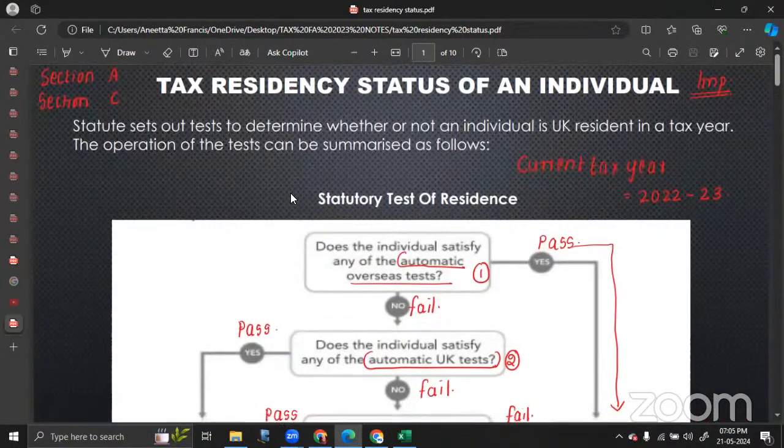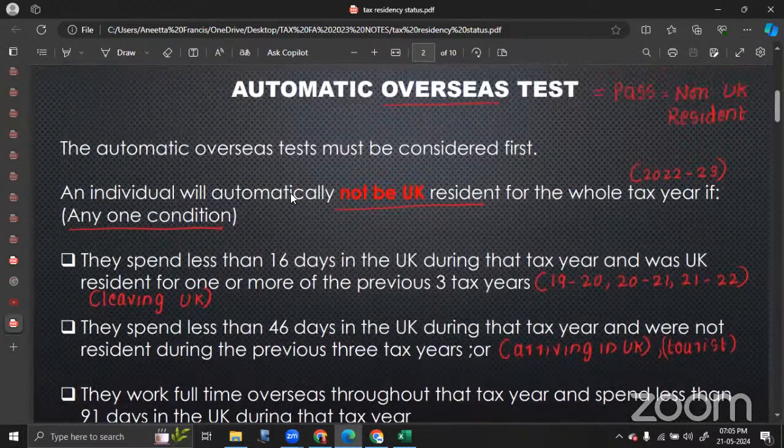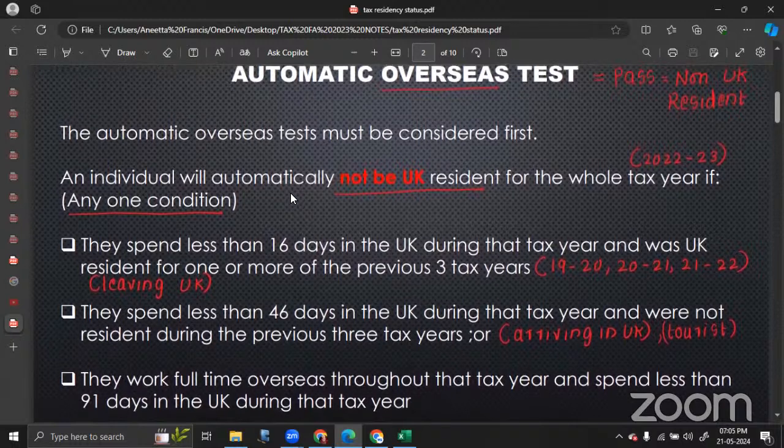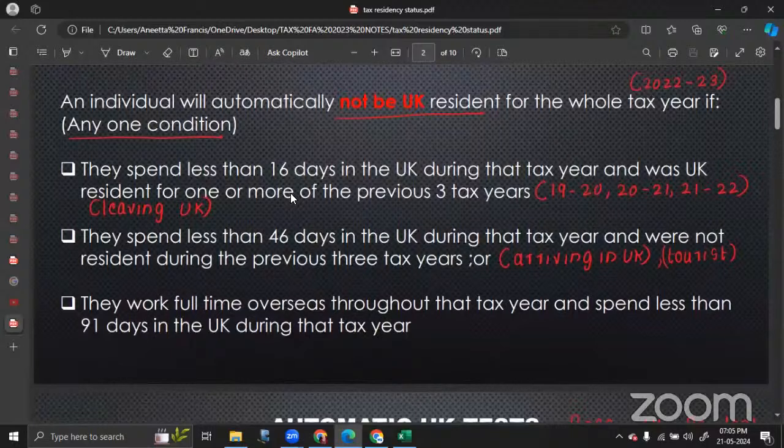Now, from an examination point of view, it is very important for you to learn by heart the conditions in each of the tests. In the automatic overseas test, as the word suggests, you are automatically treated as a non-resident if any one of the conditions is satisfied. Not all of them, any one of the conditions. So, you have to learn the conditions by heart. They spent less than 16 days in the UK during the tax year and was UK resident for one or more of the previous 3 tax years. So, during the current tax year, whichever it is in the question, they should spend less than 16 days and have been a resident for one or more of the previous 3 tax years.